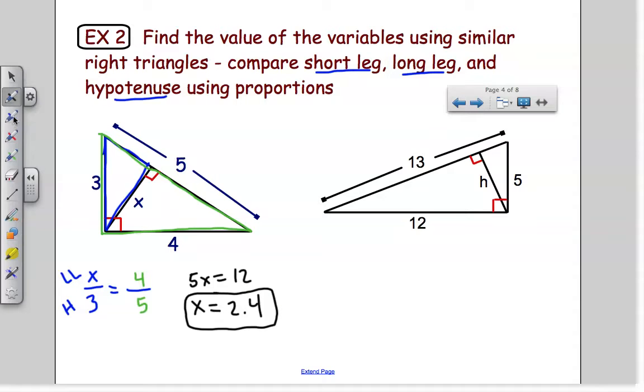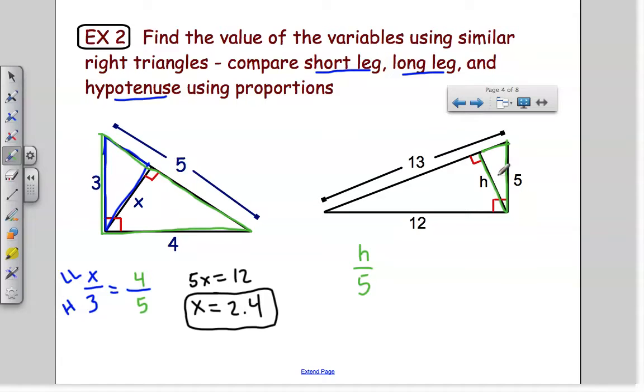Okay, let's try the next one here. Again, if I want to find h, I might as well start with it. Now pick a triangle that h is in. Well, h is in both of these triangles, so it's up to you which one you want to use. Maybe I'll look at this little triangle. If I pick the little triangle, what other side is in that triangle with h? Well, it would be 5. H and 5 are both in this green triangle.